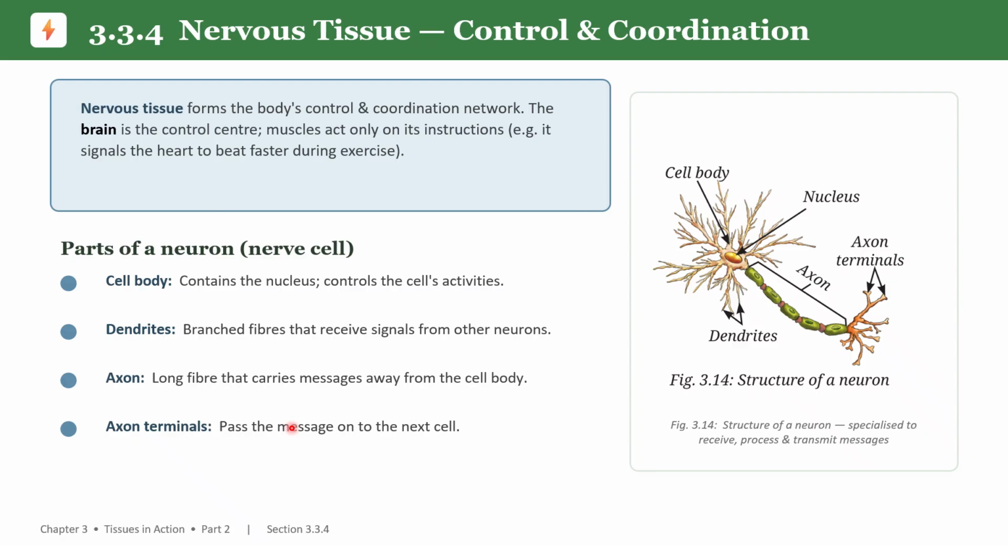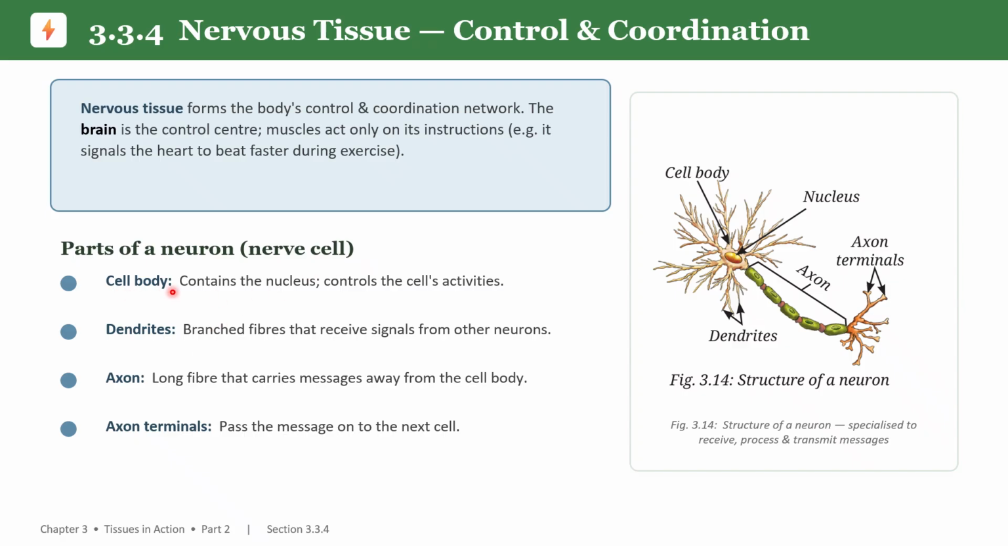So let's see the structure of the neuron. In this picture, you can see the cell body. Inside the cell body you can see the nucleus, and these are the dendrites, and this wire-like connection is the axon, and at the end, these are the axon terminals. Let's see the parts of a neuron. What is a neuron? It is the basic unit of nervous tissue. It receives, processes, and also transmits messages.